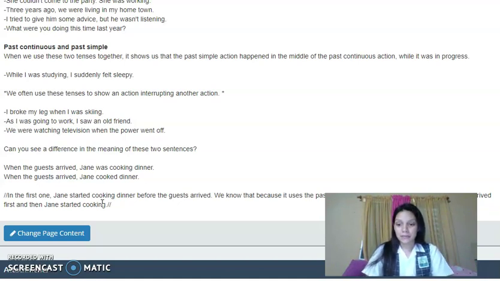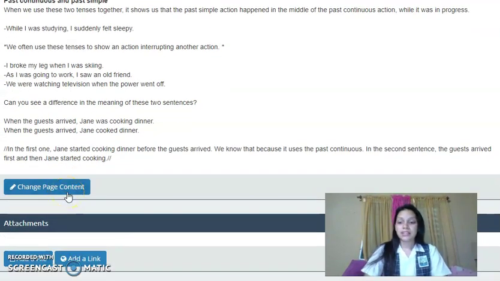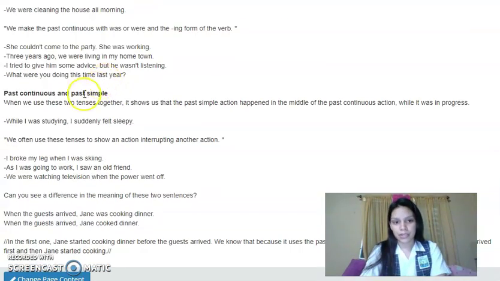Can you see the difference between those types of tenses? For example, when the guests arrived, Jane was cooking dinner. When the guests arrived, Jane cooked dinner. In the first one, Jane started cooking dinner before the guests arrived. And in the second sentence, the guests arrived first and then Jane started cooking.